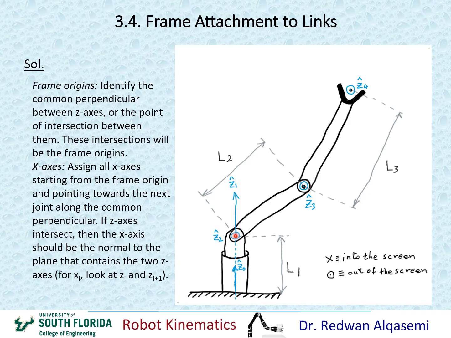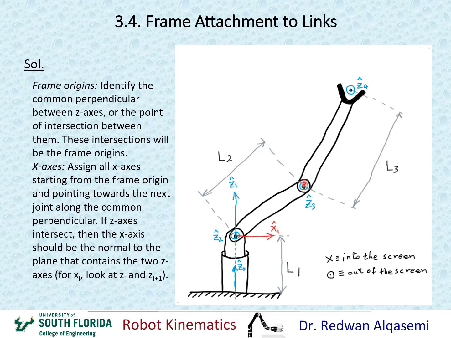All right, and then since I'm assigning x as well, the x-axis will have to be perpendicular to the plane that contains z1 and z2. So that means it has to be either this way or that way. Okay, so we have the freedom to choose the direction since z1 and z2 are intersecting. Okay, so I'm going to assign it this way for x1. Okay, and as you can notice, this line here is perpendicular to both z1 and to z2 that's coming out of the screen. Now let's go and look at x2.